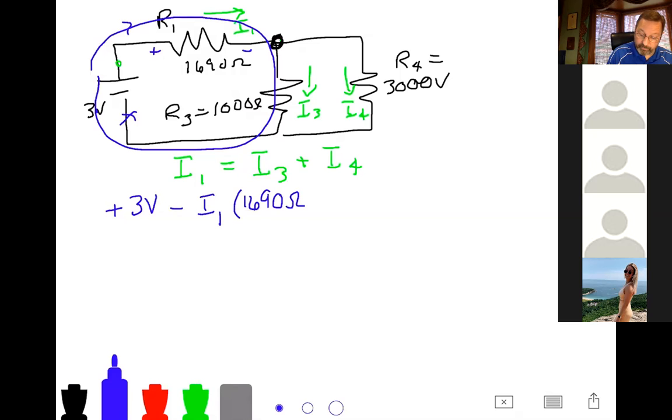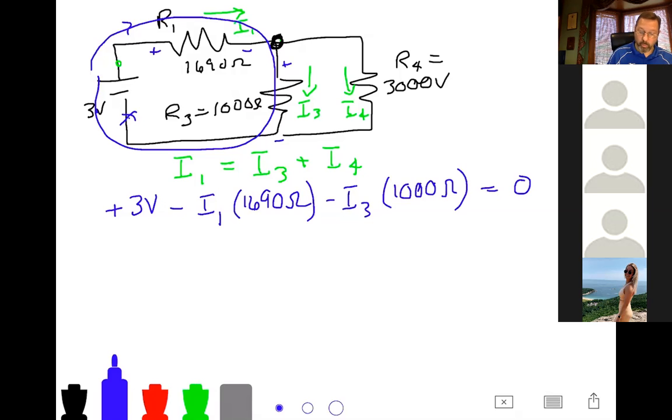1690 ohm resistor. Okay, and then when I get to the resistor R3, the 1,000 ohm resistor, with current I3 through it, I'm also going from the high side back over to here, the low side, where it's 0 volts where I started, and so minus I3 times, in this case, 1,000 ohms. And I've come back to that X where I started. So that's got to be equal to 0.